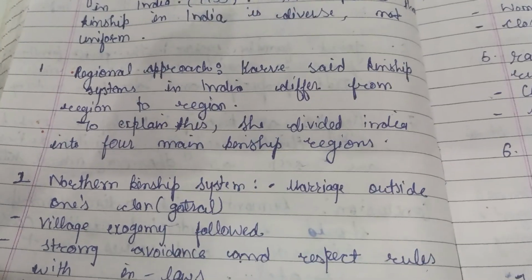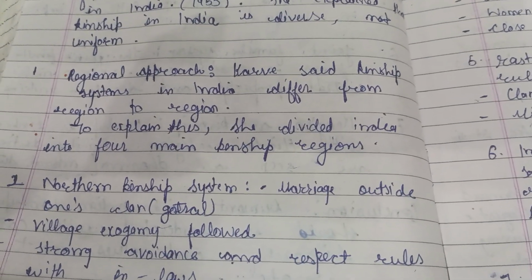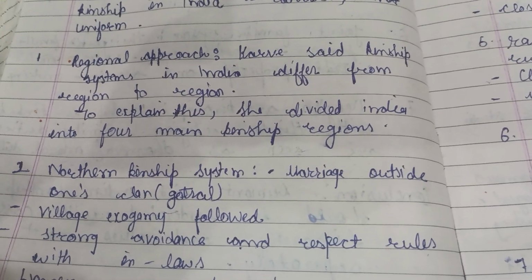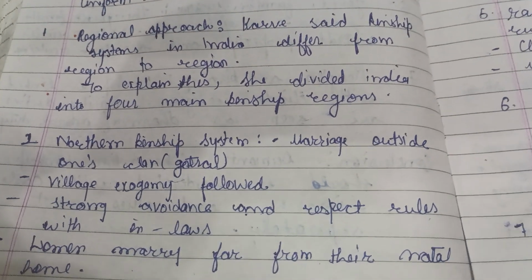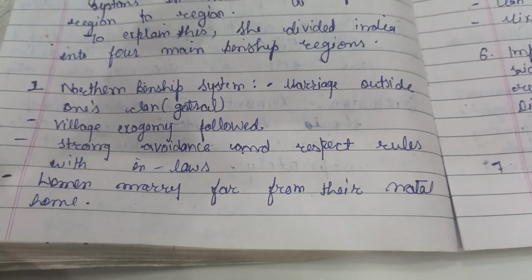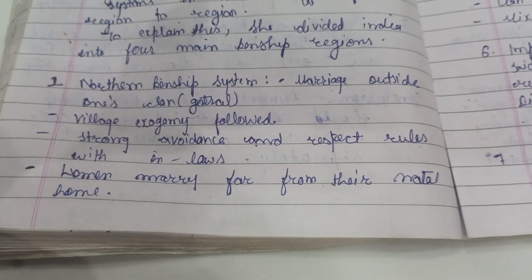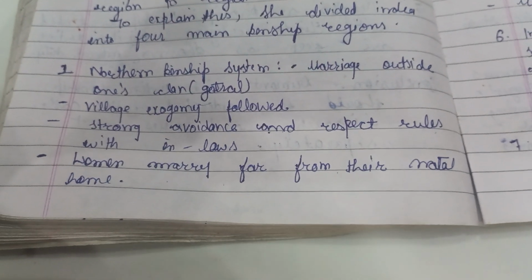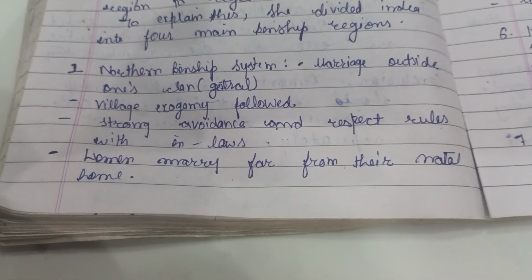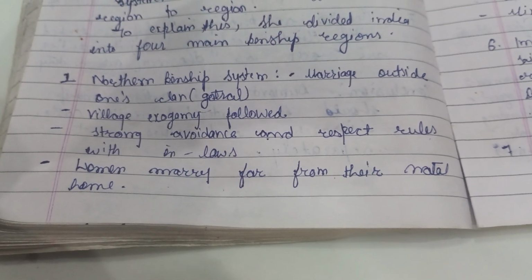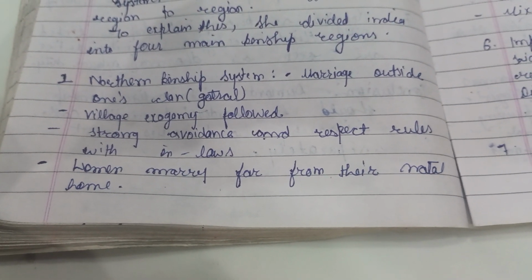Regional approach. Karve said kinship systems in India differ from region to region. To explain this, she divided India into four main kinship regions. Northern kinship system: marriage outside one's clan, village exogamy followed, strong avoidance and respect rules within in-laws. Women marry far from their natal home.